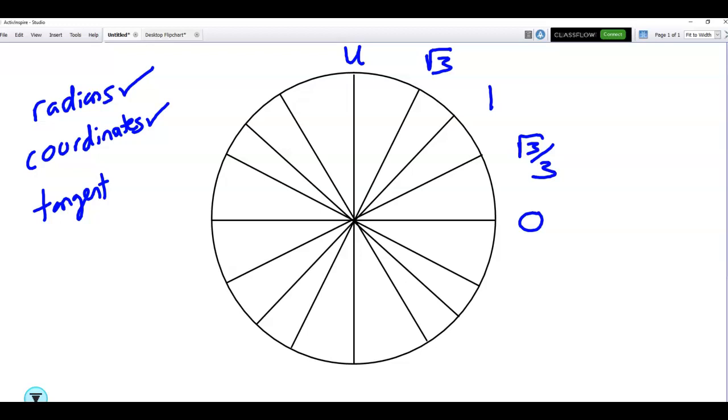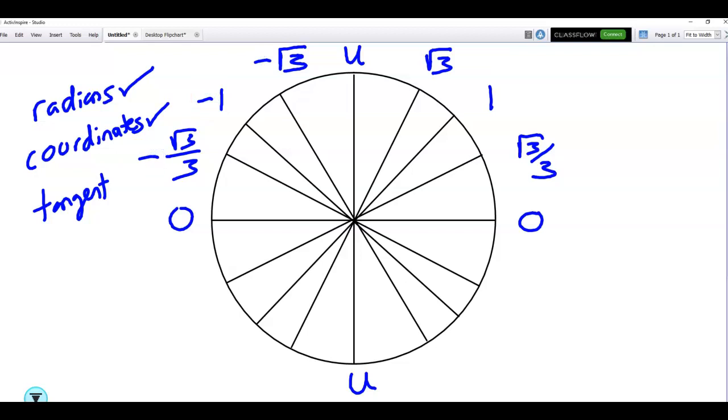But the symmetry applies once again. So for instance, if there's a U on the top, then there's a U on the bottom. U means undefined. Tangent doesn't exist up there at that point. If there's a 0 on the right, there's a 0 on the left. And this will be radical 3, just like the one across from it. This will be 1, and this will be radical 3. But the only difference is these are negatives.